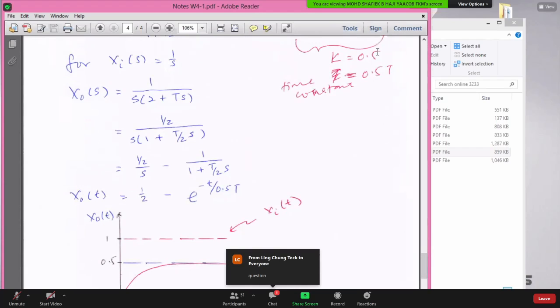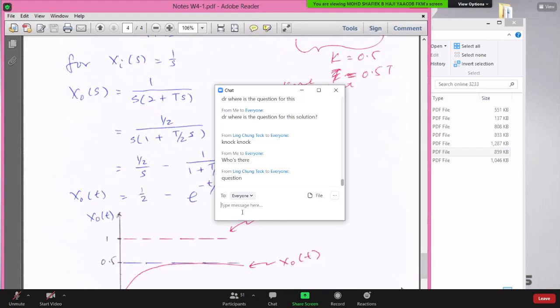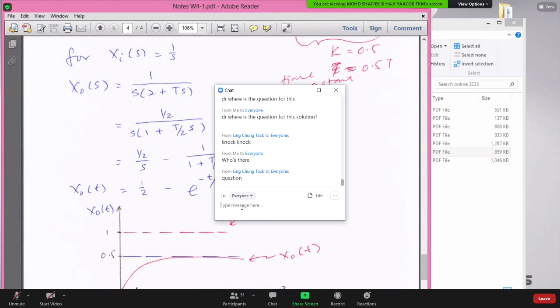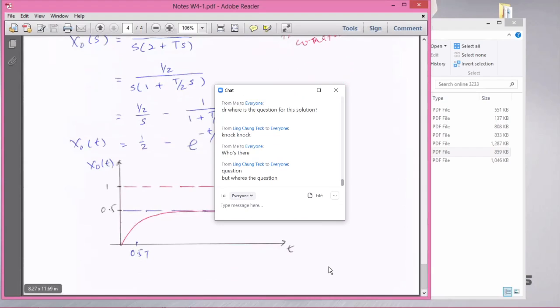Alternatively, you can get the gain K and the time constant from the transfer function, and now you can draw your response. There's a question.